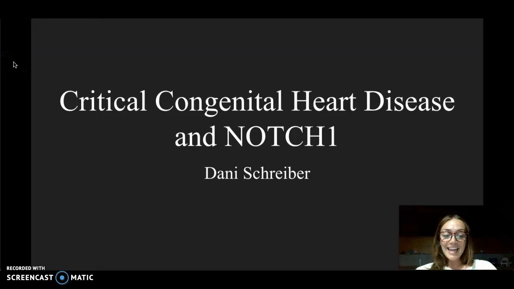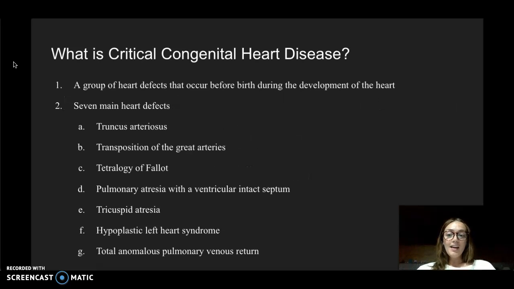Hi, my name is Danny, and I did my project over the last 8 weeks on critical congenital heart disease and the Notch1 gene. So, what is critical congenital heart disease? This is a group of heart defects within the congenital heart disease group that occur before birth, during the development of the heart in the fetus.